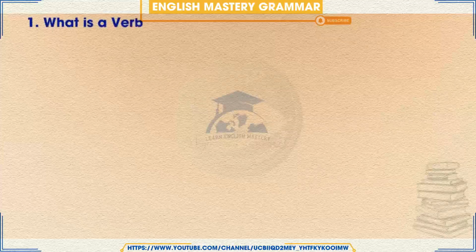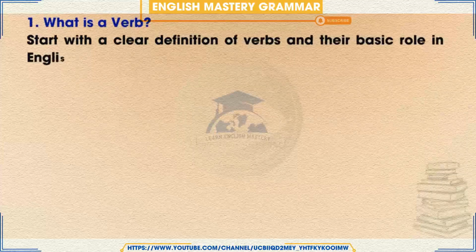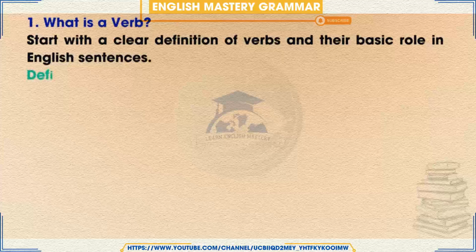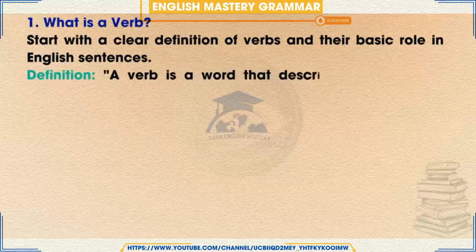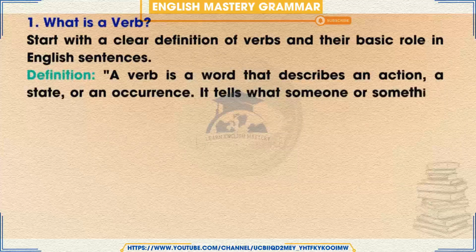1. What is a verb? Start with a clear definition of verbs and their basic role in English sentences. Definition: A verb is a word that describes an action, a state, or an occurrence. It tells what someone or something does or what happens.